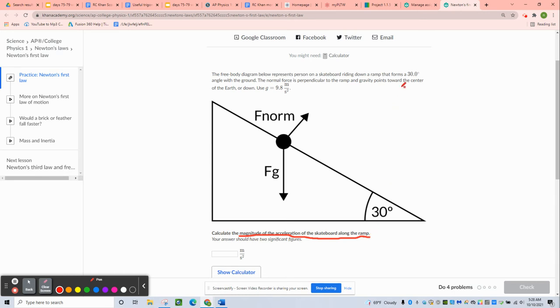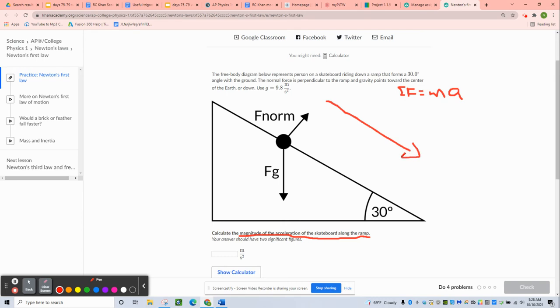Hello, Physics Nation. My name is Nate Lermond, and I'd like to do a Khan Academy problem that asks for the magnitude of the acceleration of the skateboard along the ramp. So, we're going to apply Newton's second law. The net force equals the rate of change of momentum, or F equals ma. However, the motion of the skateboarder is going to be parallel to the ramp.